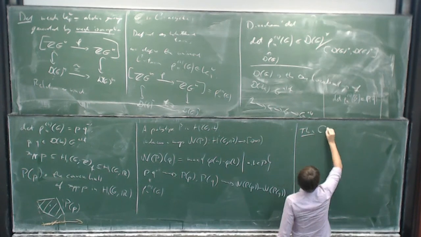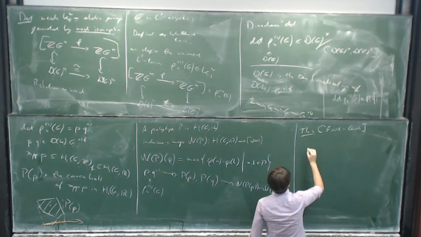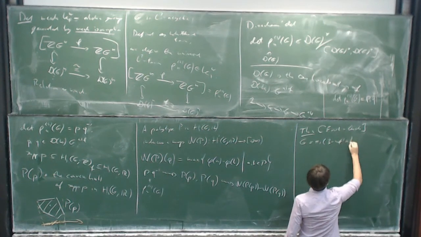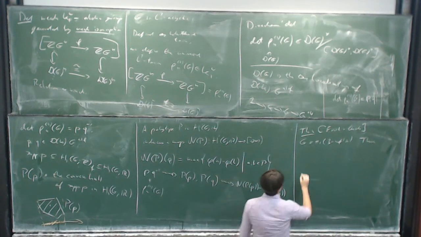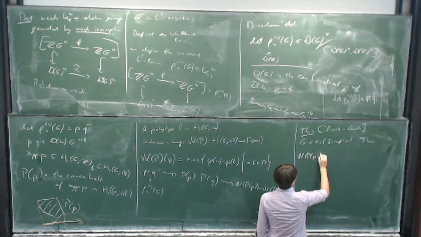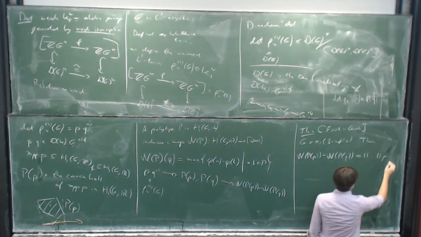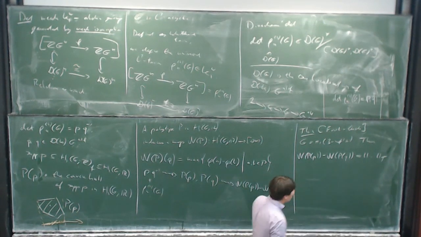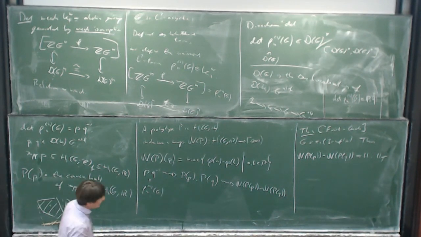So this is the theorem. Friedl and Lück. If G is pi 1 of a 3-manifold, then this map here, N_P minus N_Q, is the Thurston norm. Why would it even be positive? That's the Thurston norm. Now, this is all very nice, I think, but it has a use.